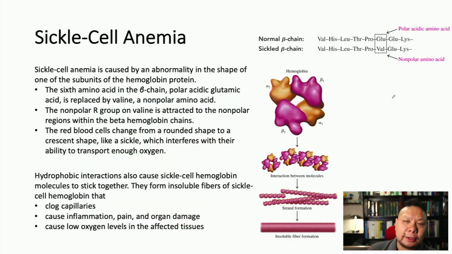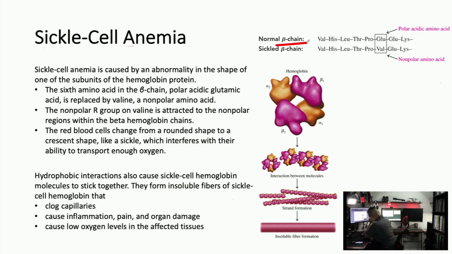So another protein disease is sickle cell anemia, right? And in sickle cell anemia, we have hemoglobin, and hemoglobin in the red blood cell has a beta chain in it that has the normal sequence: valine, histidine, leucine, threonine, proline, glutamate, and lysine, right? But in a patient that has sickle cell anemia, that beta chain has this glutamate, the sixth one right here, switched out with a valine, right?